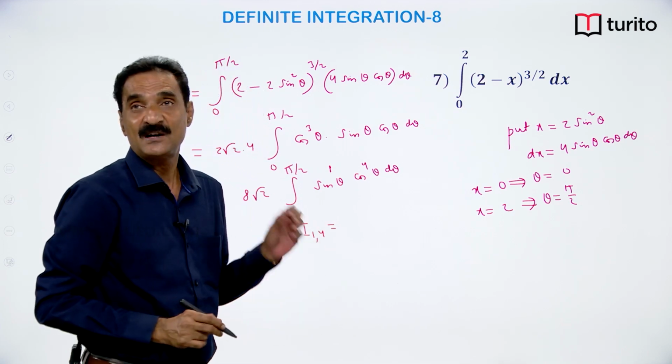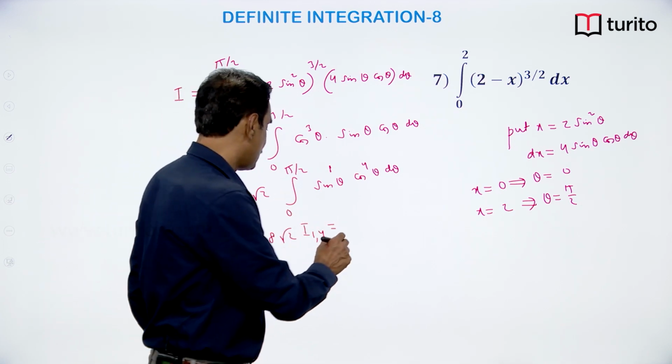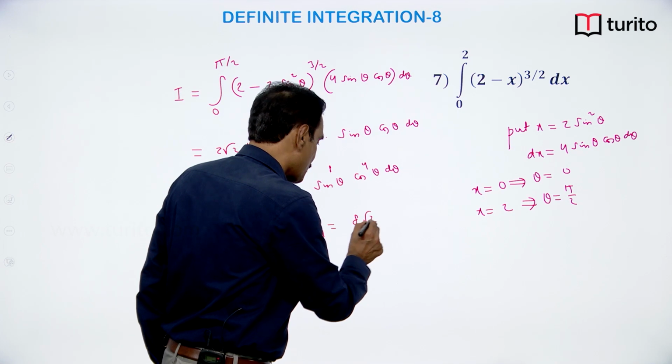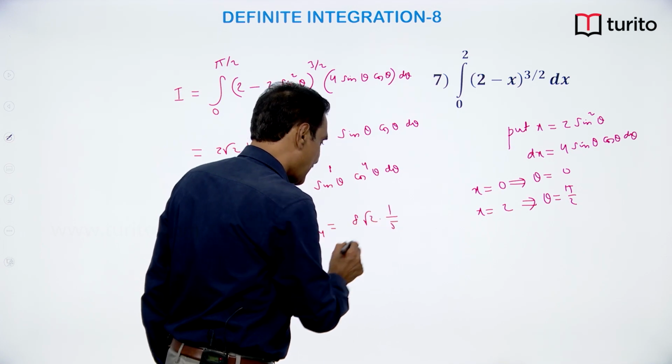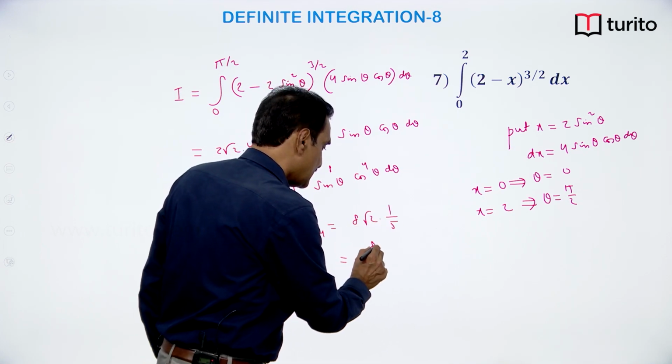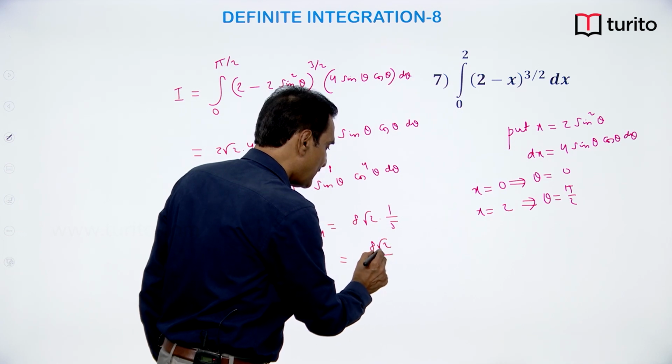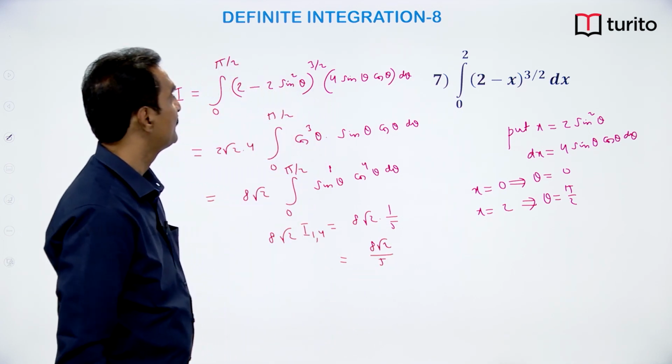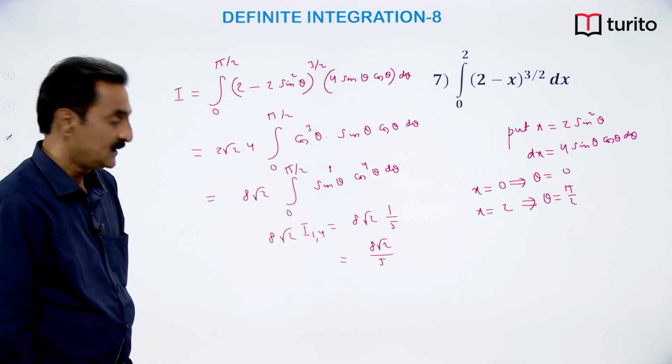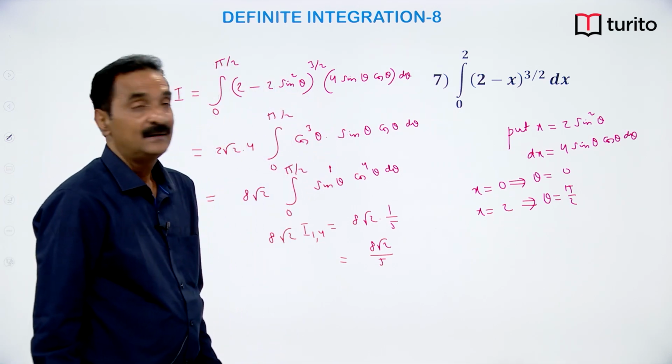What is the value of I 1 comma n? 1 by n plus 1. So, 8 root 2 into 1 by 5. Answer is 8 root 2 by 5. Okay. Next question.